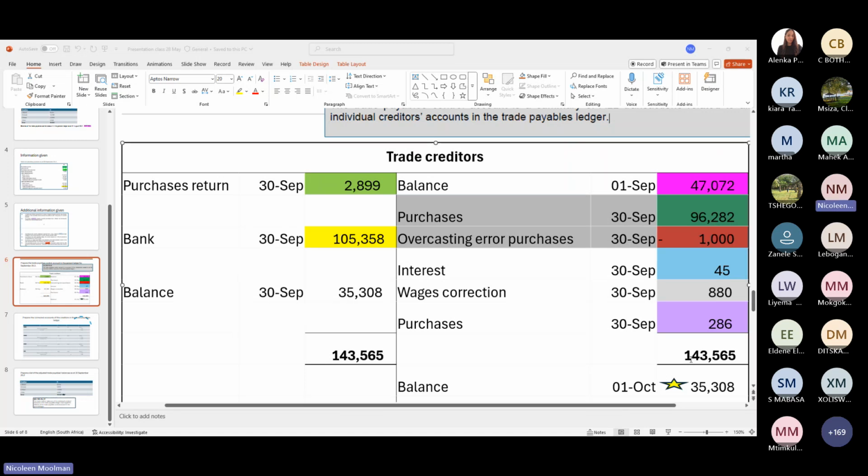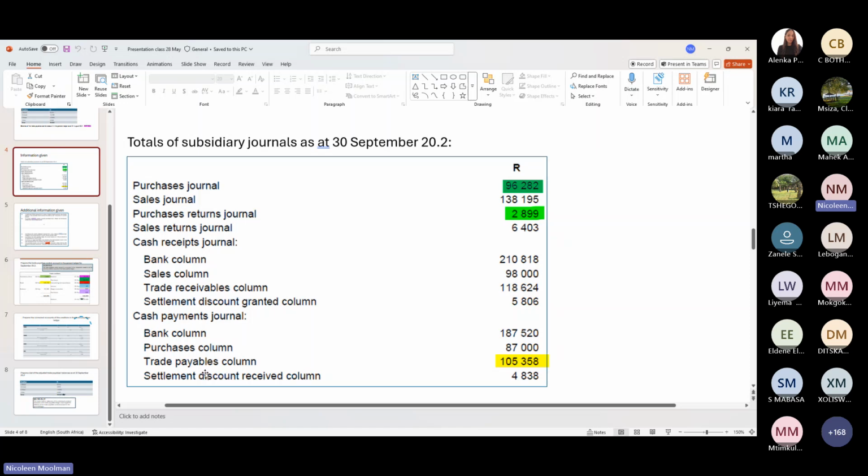Does the trade payables column, 105358, include settlement discount received? Because there are two amounts for each element. So the 105358 is directly from your cash payments trade payables column. Yeah, that's it.